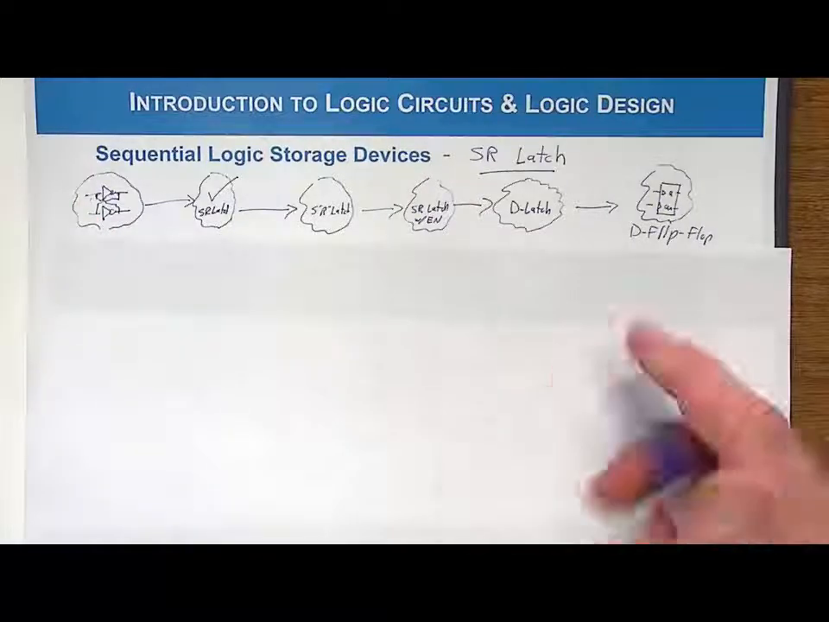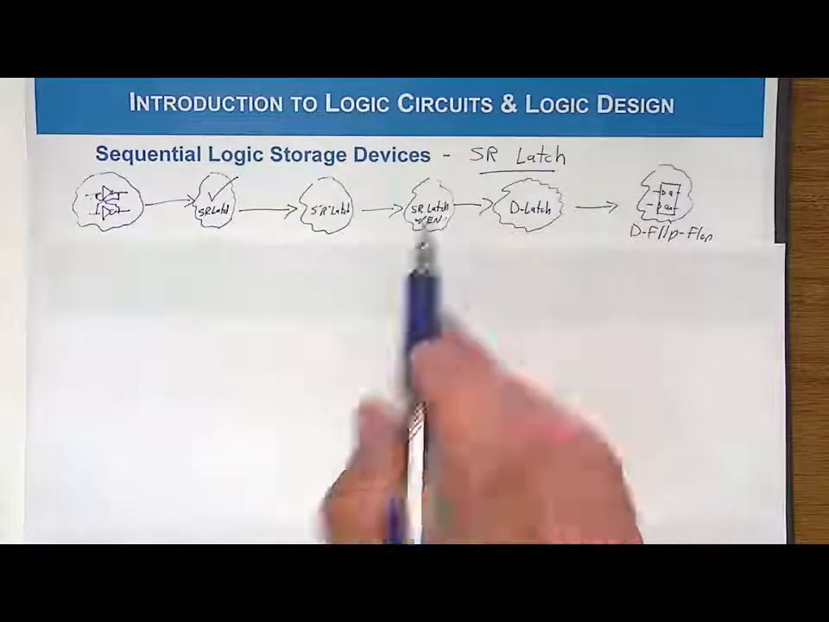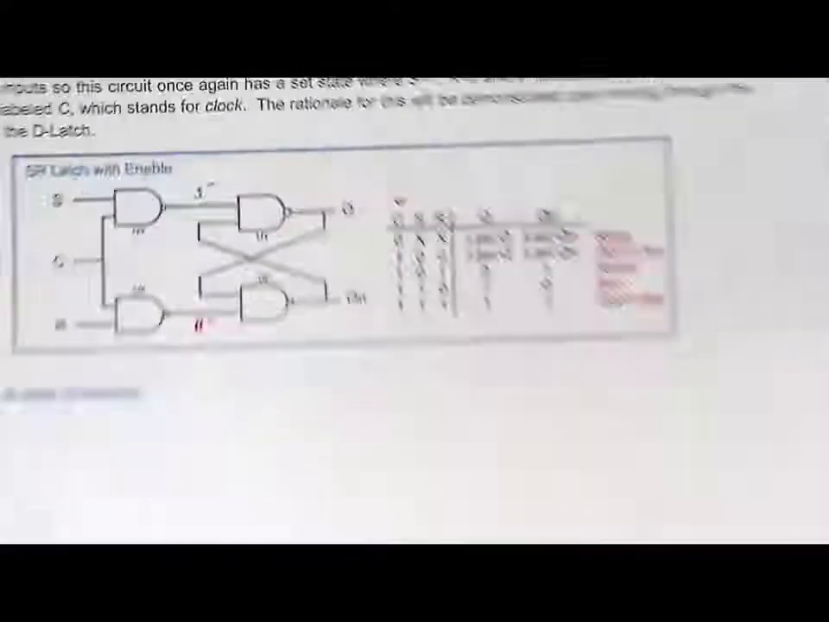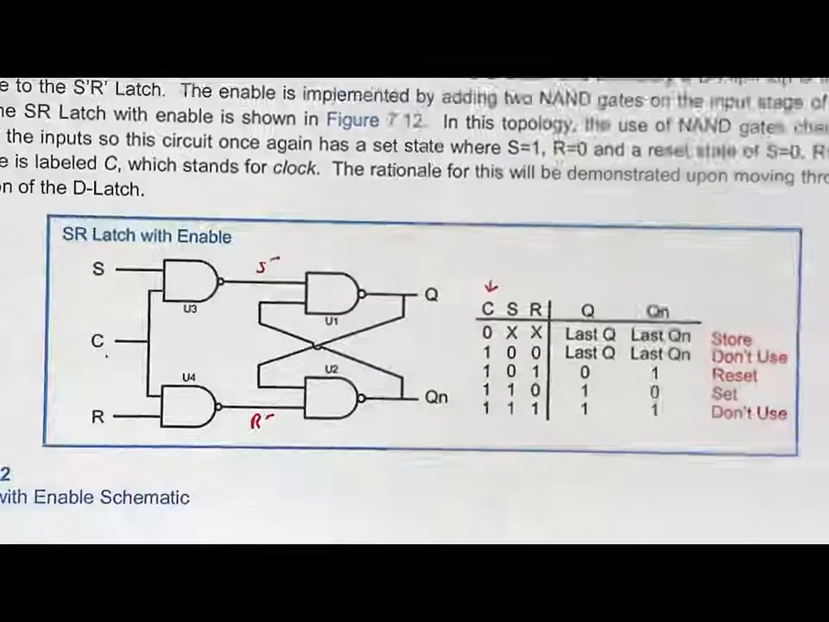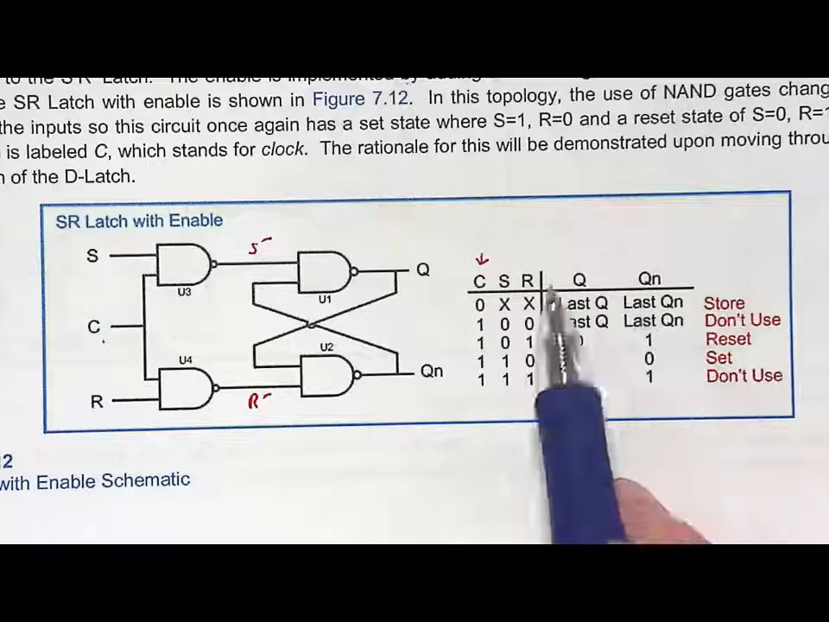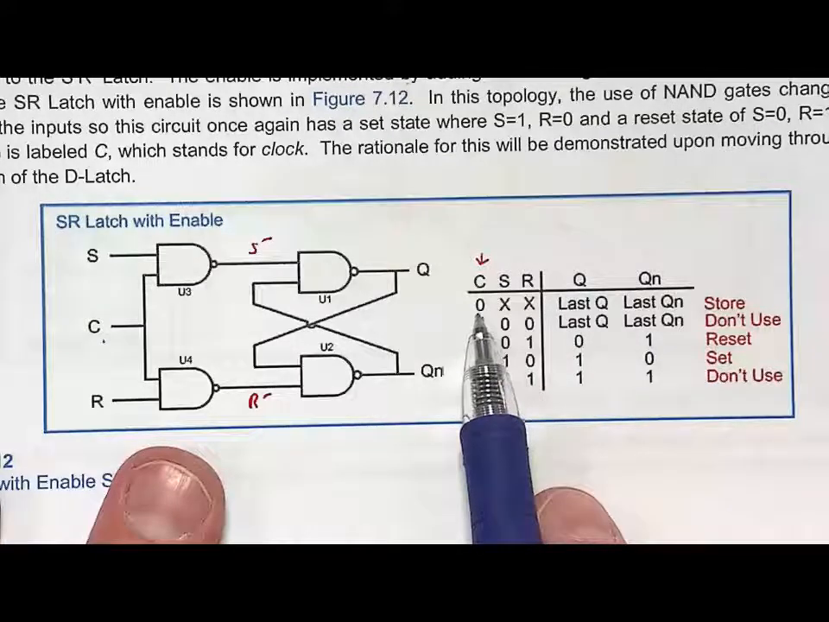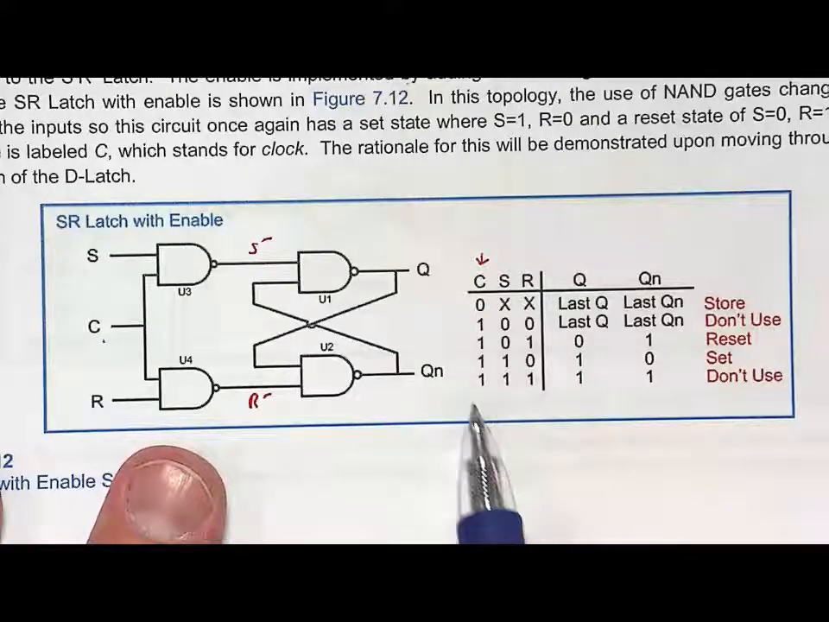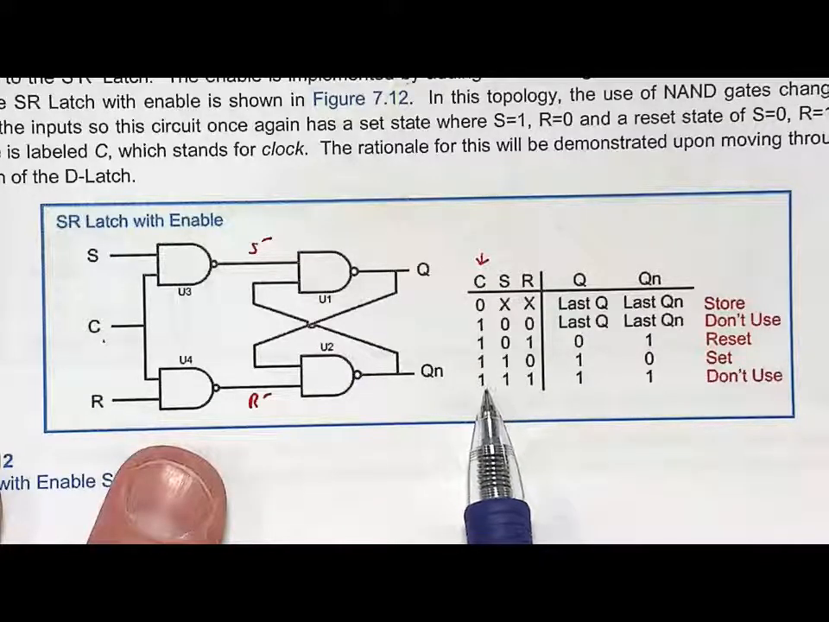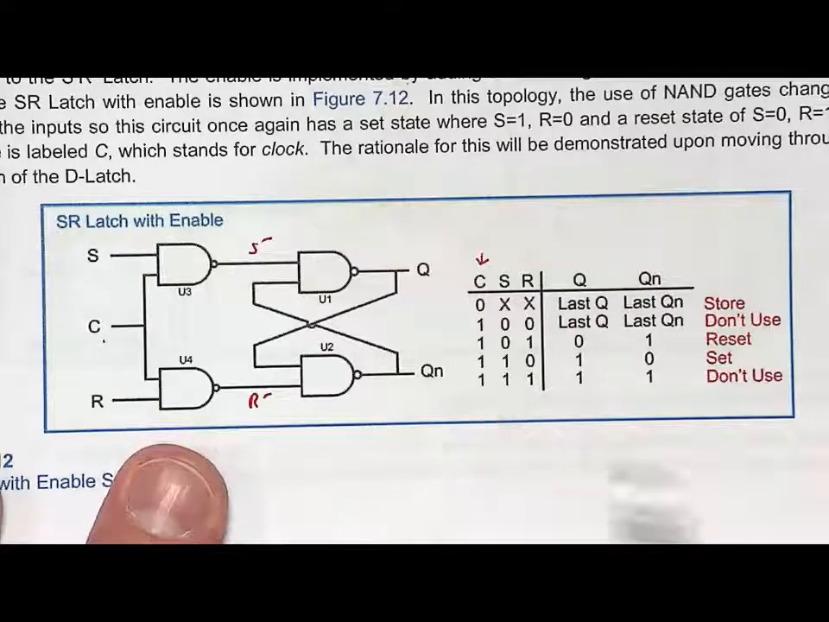Okay, so to understand the D latch, let's look at the SR latch with enable one more time and take a look at its truth table and see what we want out of it and what we don't want out of it. So notice this. We have this nice behavior. We can store based on C. We can put it into a mode where we can set and reset based on S and R when we set C to a 1. However, we have these two don't use states. And notice what they are.